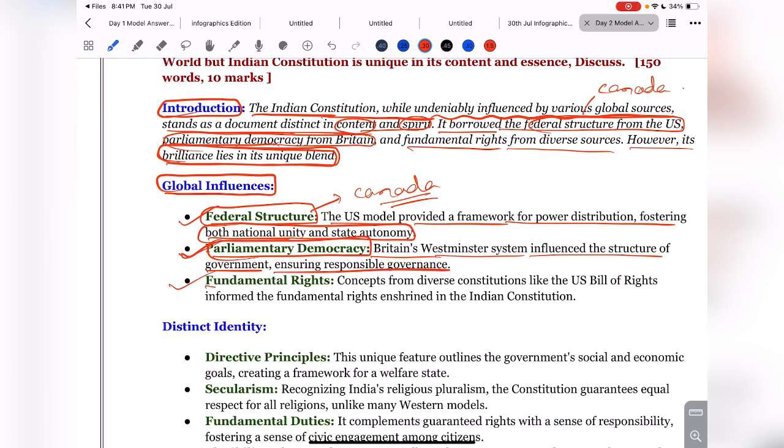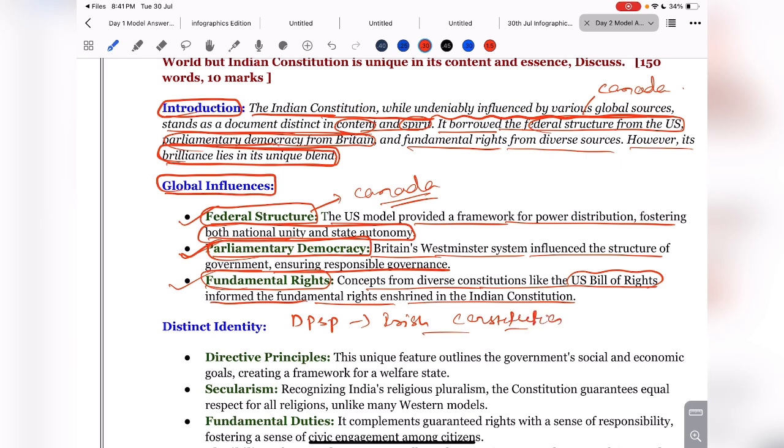Then fundamental rights. The concept comes from diverse constitutions like the US Bill of Rights, which influenced the fundamental rights enshrined in the Indian constitution. You can also talk about DPSP from the Irish constitution. Then you can write about emergency provisions from Germany, the former German Weimar constitution. Then fundamental duties.